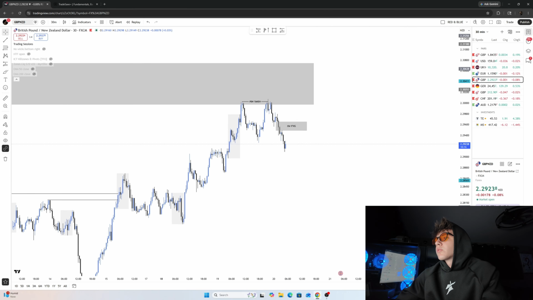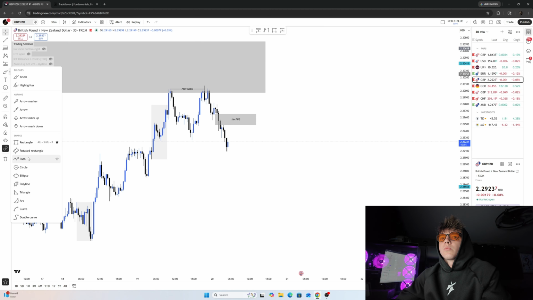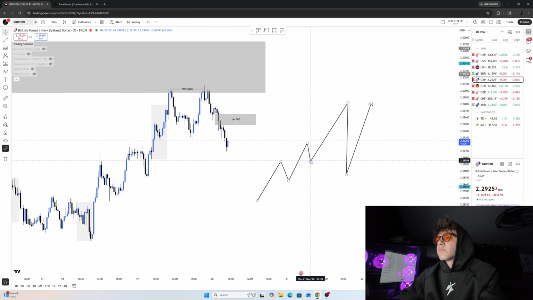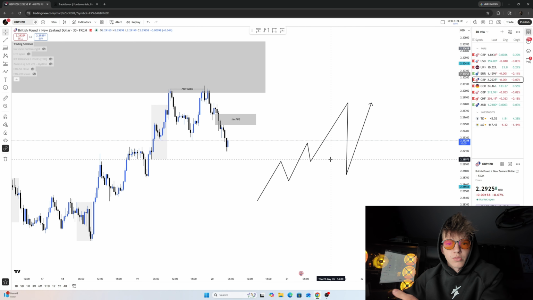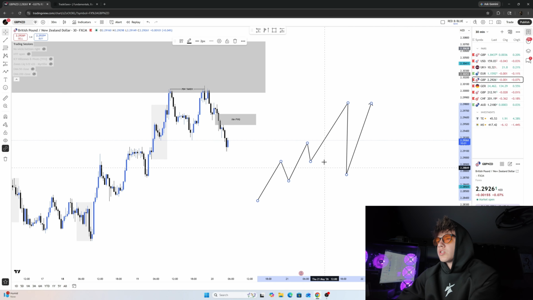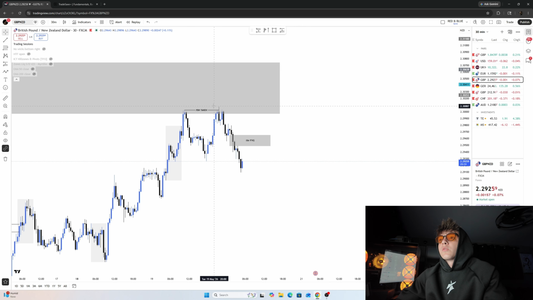So if we start with the actual entry model, a lot of you guys know the LSD entry model, right? Trending markets, and you want to see a sweep of liquidity of some sort, and tap into a demand zone, and then from there, when it's valid, take the trade. So this is exactly what you see here.